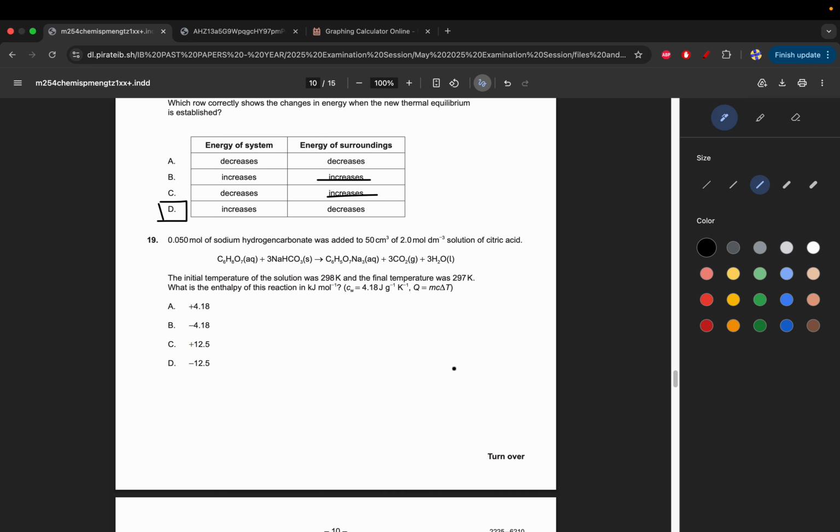Okay, we'll skip this one because I realized that this is kind of a long calculation one, so I'll write out the solution to this.